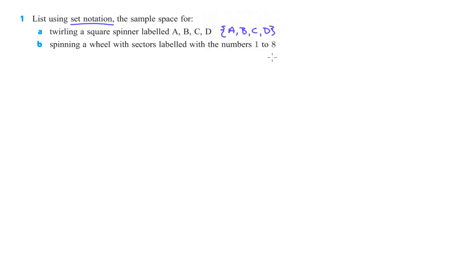Okay. B, list using set notation the sample space for spinning a wheel with sectors labeled with the numbers 1 to 8. So now we will do the same thing. Brackets 1, 2, 3, 4, 5, 6, 7, and 8. And that is our sample space for these.